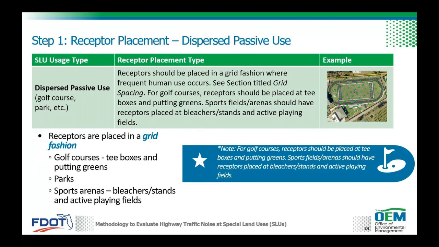For golf courses specifically, receptors should be placed at tee boxes and greens. And then for sports fields and arenas, they should have receptors placed at bleachers and stands and active playing fields.